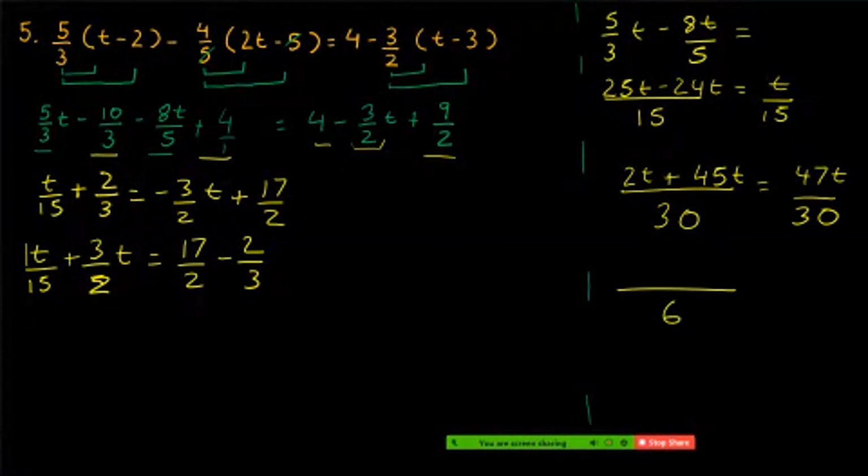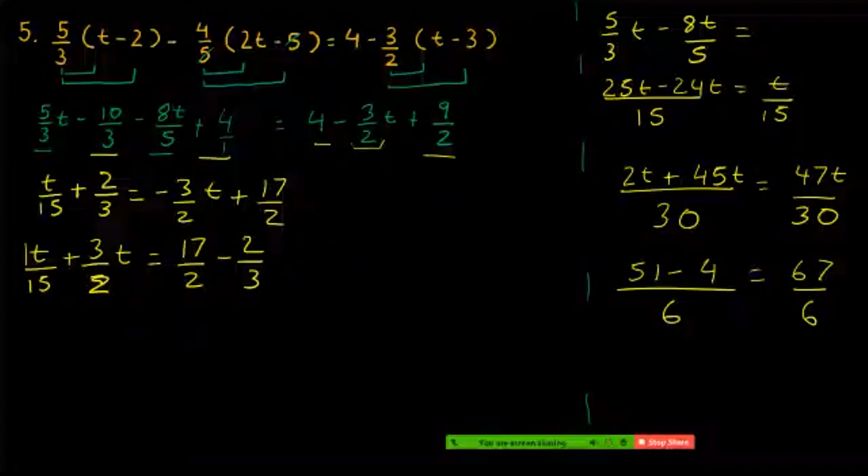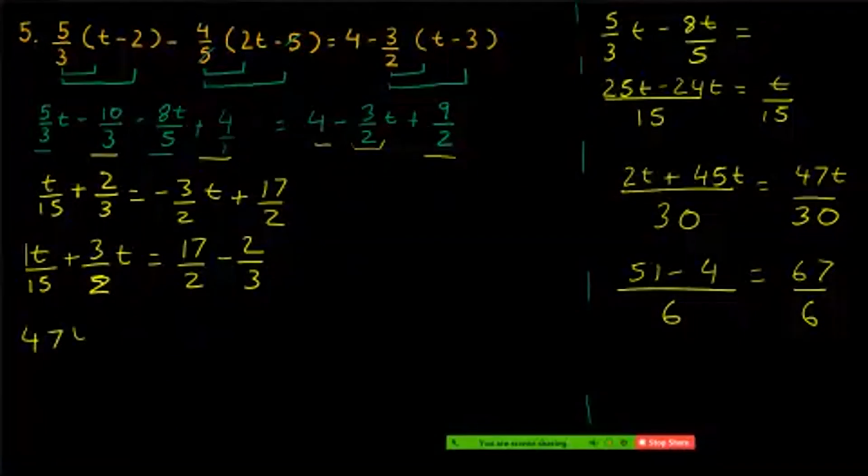To do that, we need to do 17 times 3, which is going to be 51. 51 minus 4, because 3 times 2 is 6, so 2 times 2 is 4. So 51 minus 4, which is going to be 67. 67 upon 6. Okay, now we have 47t upon 30 is equal to 67 upon 6.